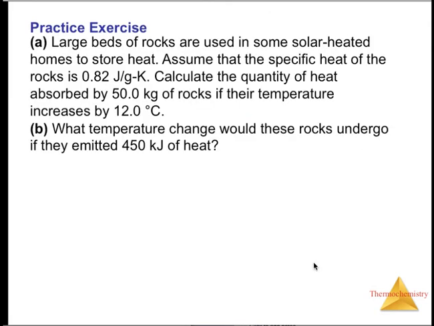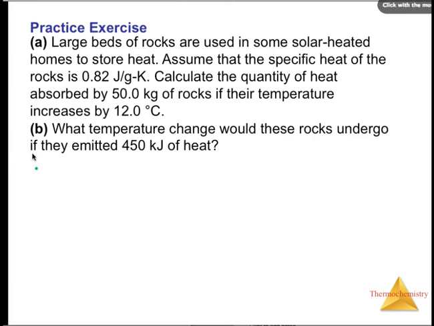Okay. Large beds of rock are used in some solar heated homes to store heat. Assume that the specific heat of the rocks is 0.82 joules per gram Kelvin. Calculate the quantity of heat absorbed by 50 kilograms of rocks if their temperature increases by 12 degrees C. Large beds of rock. Quantity of heat absorbed.